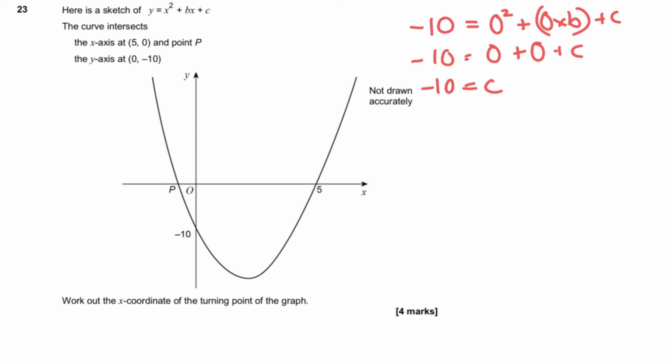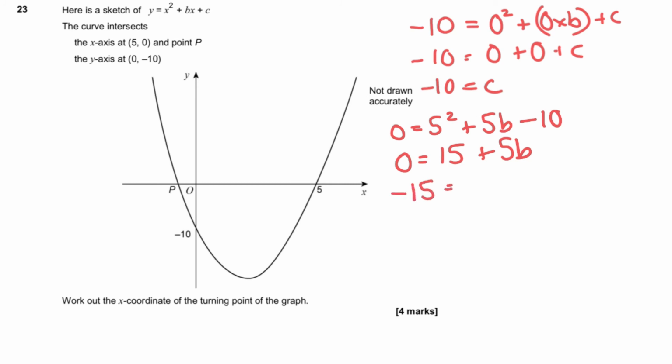So the other point that we've been given is that when y equals 0, x equals 5. So let's use that. We've got 0 equals 5 squared plus 5b minus 10, because we know what c is now. So 0 is equal to 25 minus 10 is 15 plus 5b. So if we minus 15 from both sides, we get minus 15 is equal to 5b, so b is equal to minus 3. So now we've got a full equation.